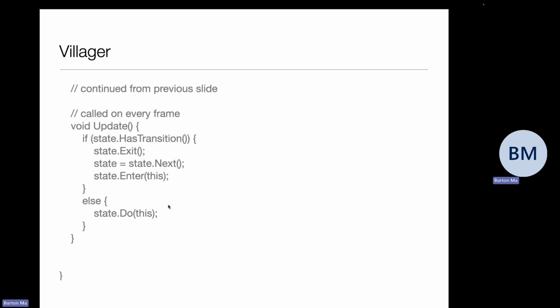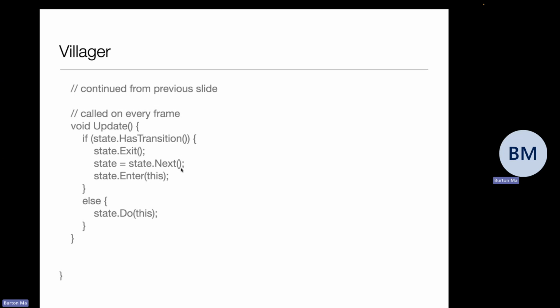Every MonoBehaviour has an update method, right? And so the update method deals with the transitions that the state machine might make, and it also deals with calling the do method for the villager. So if the state has a transition, then you know that the state wants to change to a new state. When you change to a new state, the current state, you have to call its exit method, and so whatever cleanup the state object needs to do, it can now do.